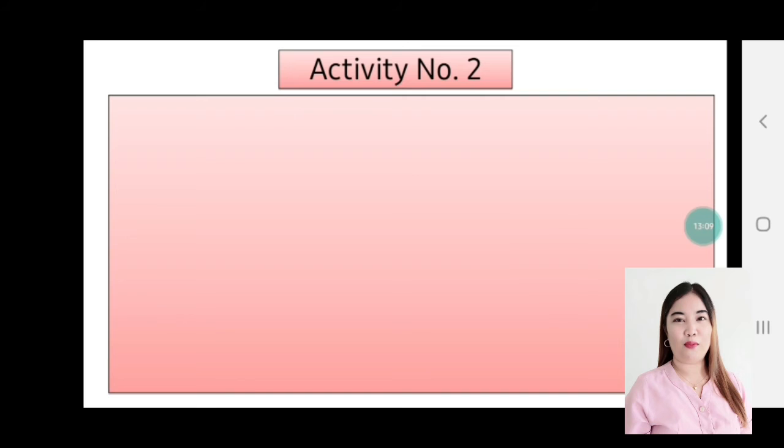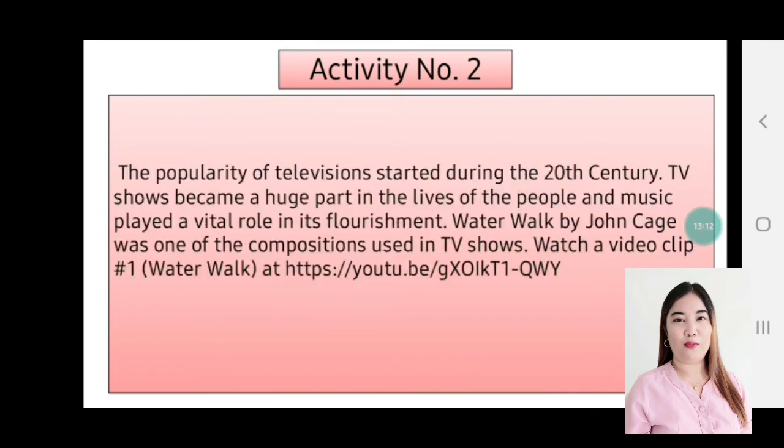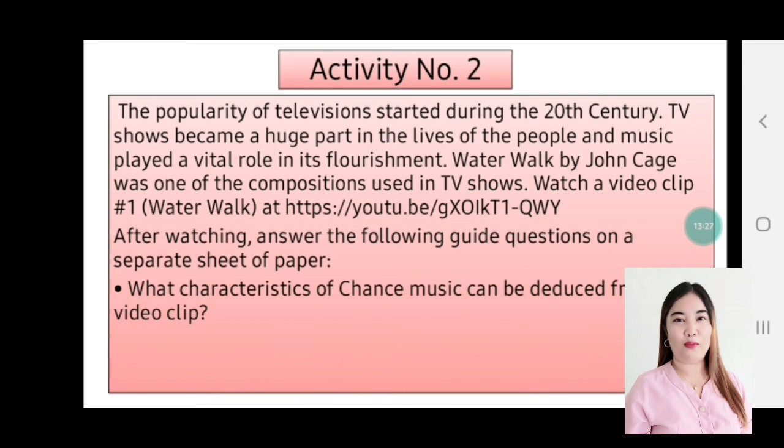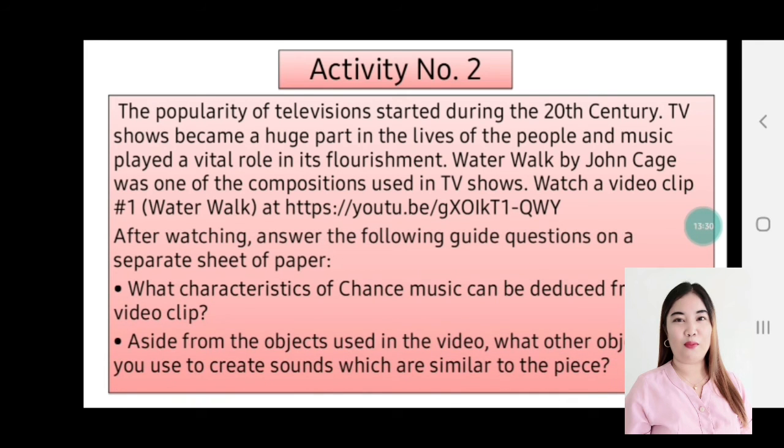Okay, for activity number 2, you're going to listen again to Water Walk, a famous composition of John Cage. And after listening or after watching, you are going to answer 2 questions as well. The first question is, what characteristics of Cage's music can be deduced from the video clip? Number 2 question, aside from the objects used in the video, what other objects can you use to create sounds which are similar to the piece?